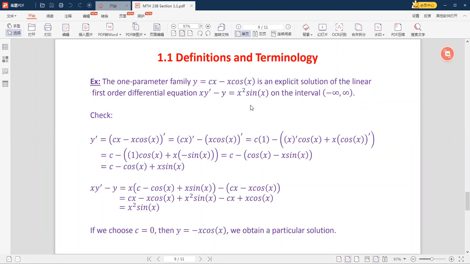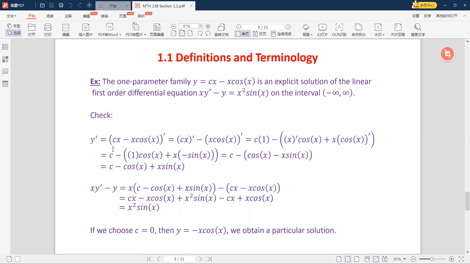Okay, so let's just double check to make sure this function y equal to cx minus x times cosine x is indeed a solution of this differential equation, xy prime minus y equals x squared times sine x. So as we did before, we just find the derivative of the function and then plug into the differential equation and see if the equation holds. All right. So the function is y equal to cx minus x cosine x.